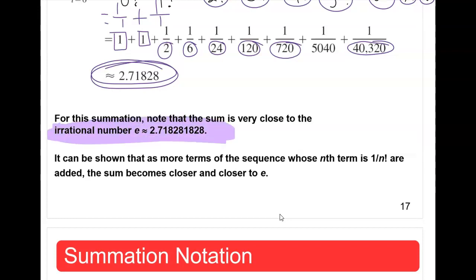And you looked at that with exponential, in the chapter of exponential and logarithmic functions. So that is a way to approximate it. There's another way to approximate e by taking limits. And it can be shown that it has more terms of the sequence whose nth term is 1 over n factorial. So the more terms that you add, the larger n is, you will have more fractions to be added. And so the sum, the addition, will become closer and closer to what e is.